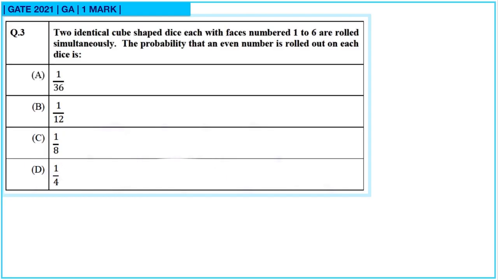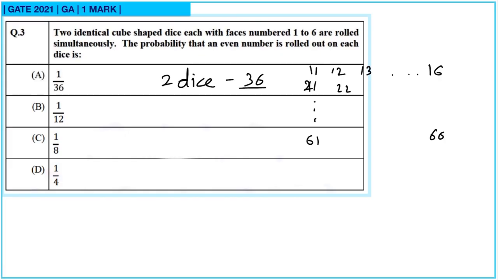Then question number 3. Two identical cube-shaped dice, each with faces numbered 1 to 6, are rolled simultaneously. The probability that an even number is rolled out on each dice is. So we have two sides. That means there will be 36 such combinations. That is 1 1, 1 2, 1 3. Then here 2 1, 2 2, 2 3 up to 1 6. And here at 2 6 1. And the last one is 6 6.